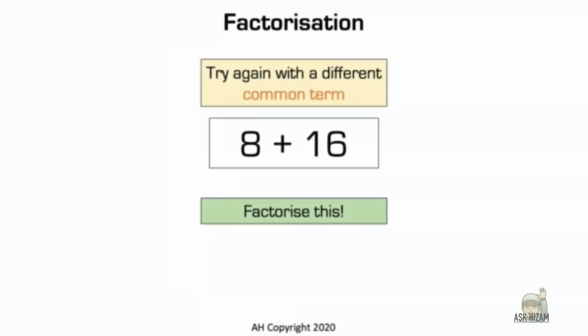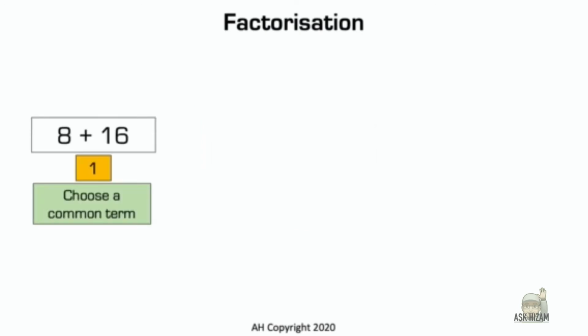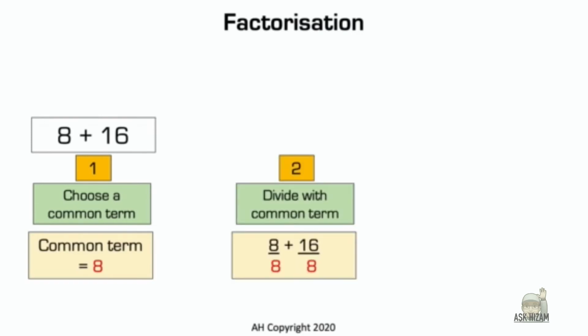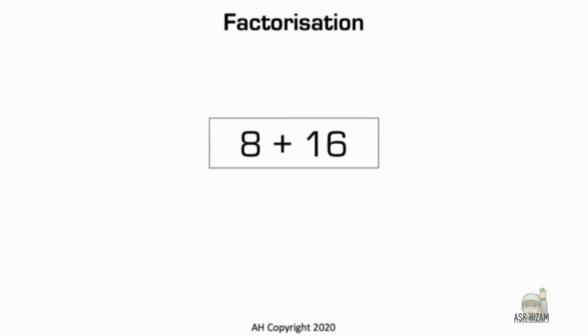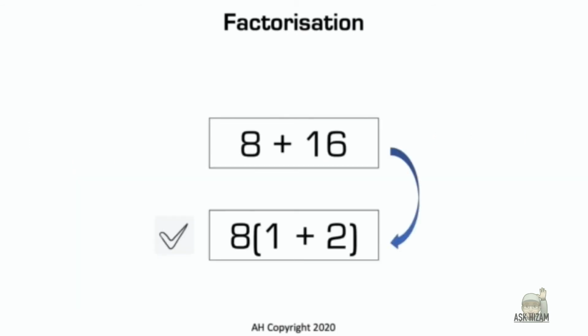Now with the same equation, we'll use a different common term. Again, step 1, choose a common term. We'll choose the number 8. Now step 2, we'll divide the numbers in the equation by the common term: 8 divided by 8, we get 1, and 16 divided by 8, we get 2. We'll put that in a bracket. Now step 3, we put the common term, which is 8, at the front of the bracket. So now we've factorized 8 plus 16 into 8 multiplied by the sum of 1 and 2. 1 and 2 can't be further factorized because they have no common terms.